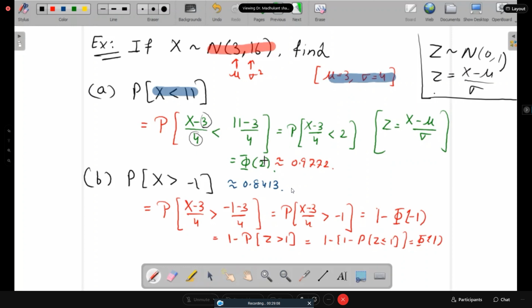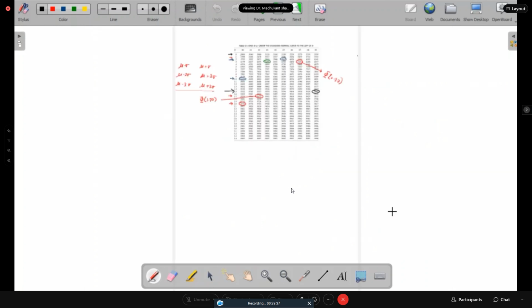So this is x minus 3 by 4 is less than 11 minus 3, which is 8, divided by 4, that's going to be 2. And this is nothing but phi of 2, because whether it's less than or equal to doesn't matter, since the point probability in the continuous case is 0. So this is going to be phi of 2.